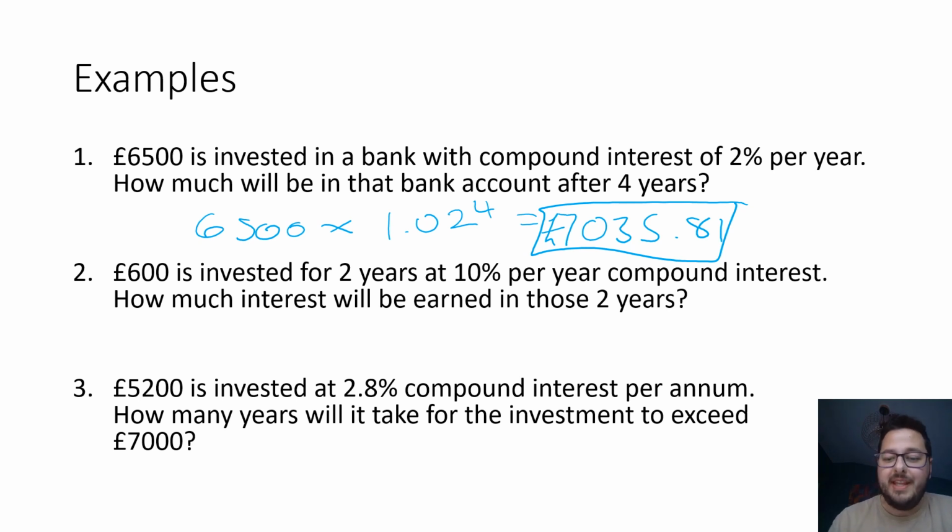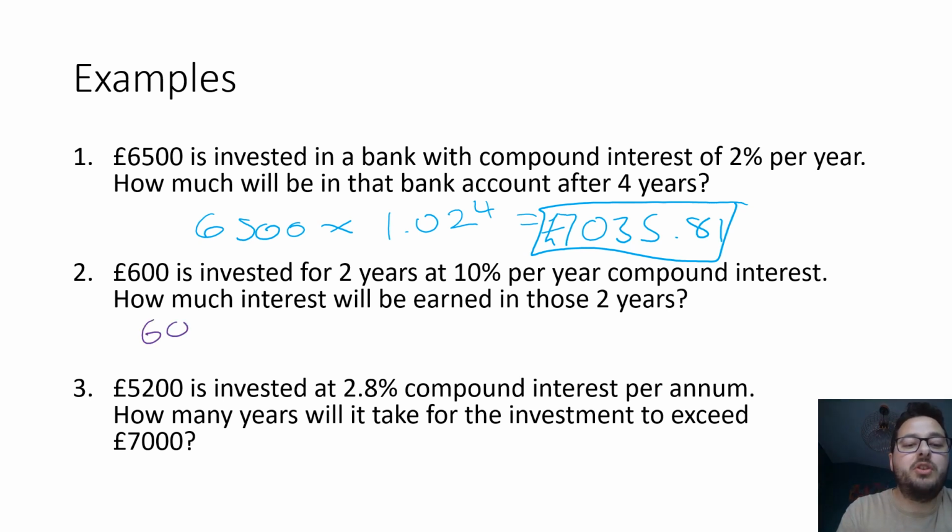Okay, number two, £600 is invested for 2 years at 10% per year compound interest. How much interest will be earned in those 2 years? Okay, so let's just be a little bit careful now. It says how much interest will be earned in those 2 years. So not what will be in the account, but how much interest will be earned. So let's just do what we normally do.